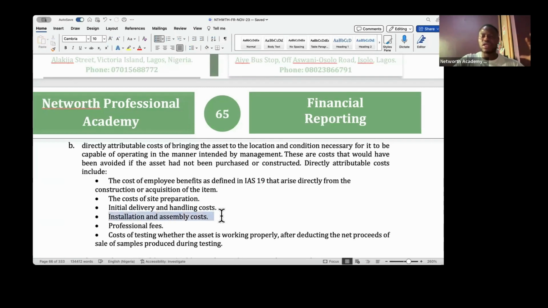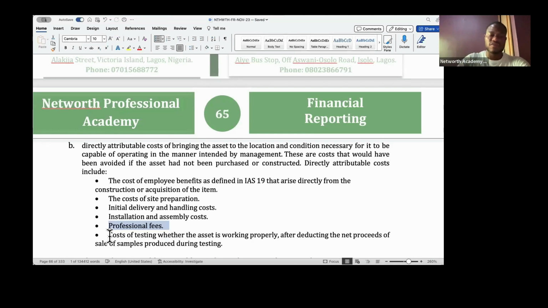Another one is installation and assembly costs. If you have to install and assemble the asset when it gets to the location, that should be capitalized. Professional fees, if you had to incur legal fees, let's say a lawyer had to draw up a contract for you before you can start using the asset, or probably it's a building you are constructing and you have to engage the service of an architect, a structural engineer, any professional fee that you have to incur before you can start construction or before you can use the asset, these are professional fees. These should be capitalized because they are directly attributable.